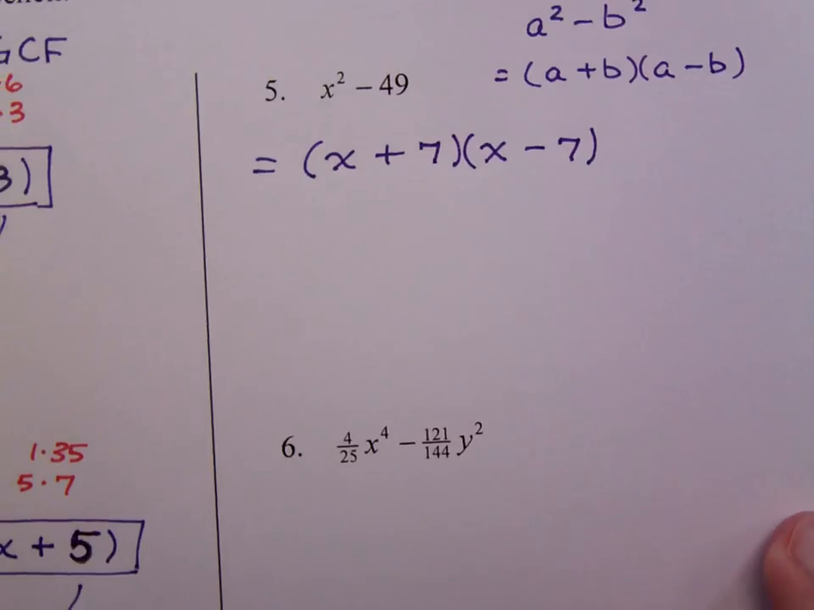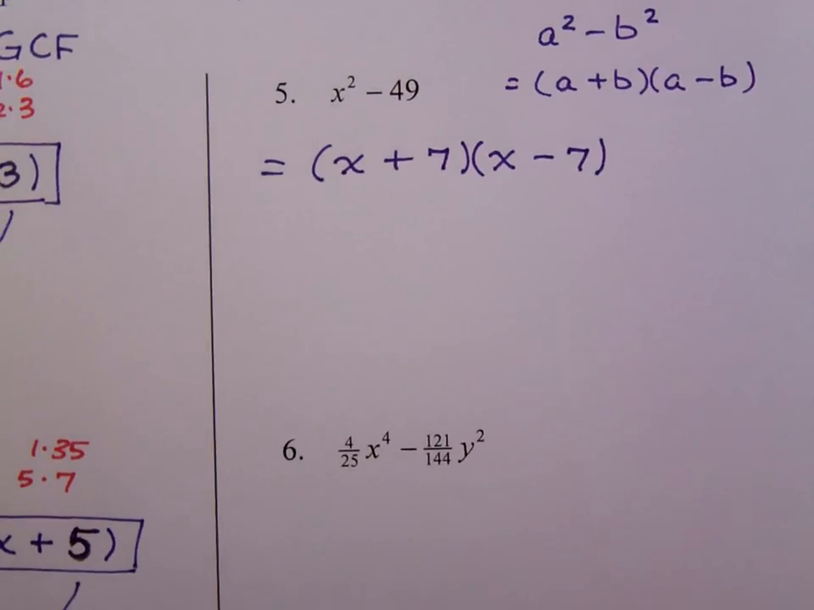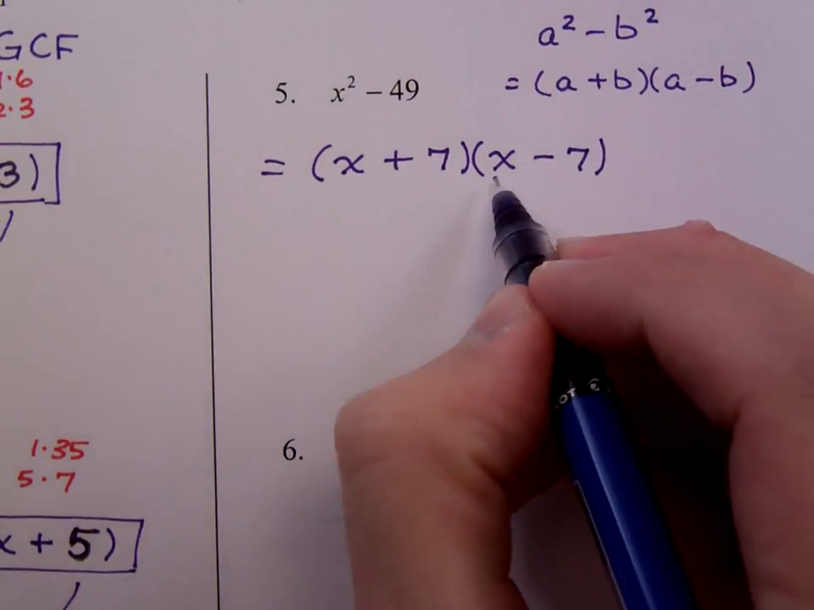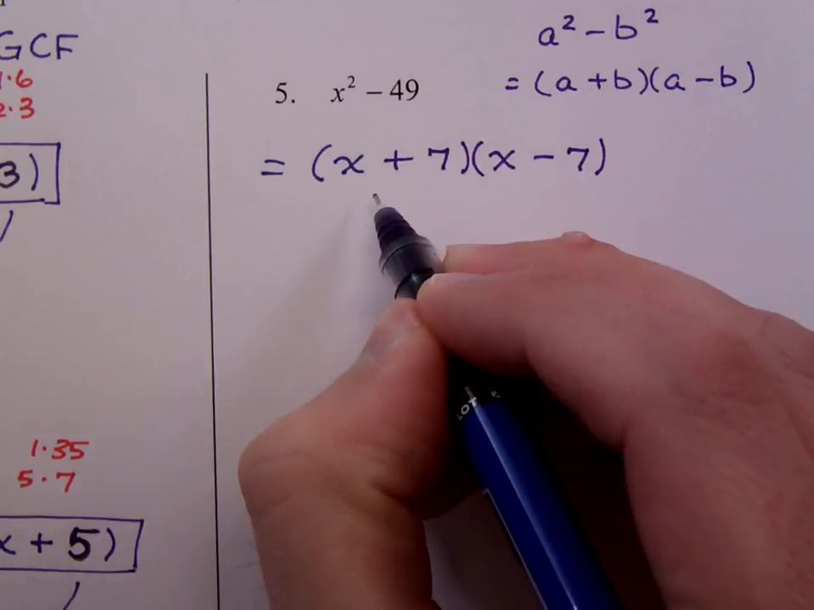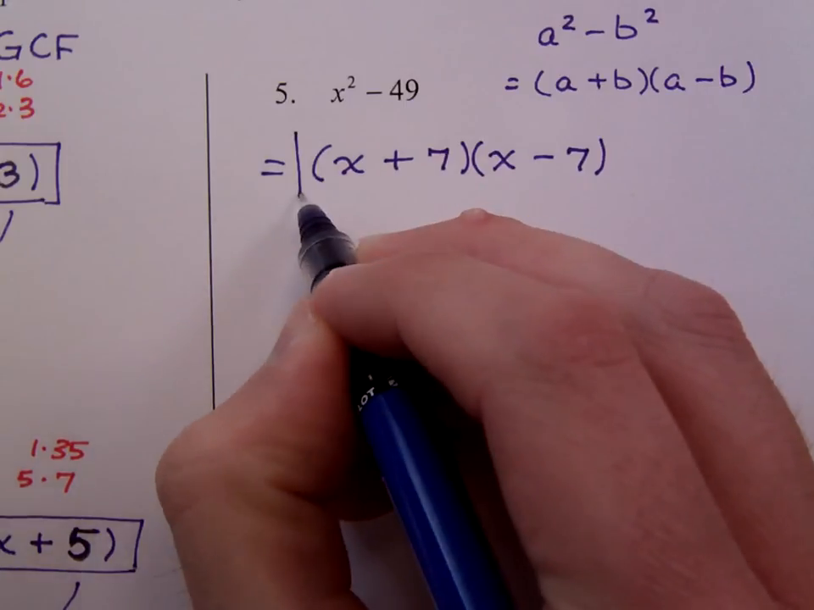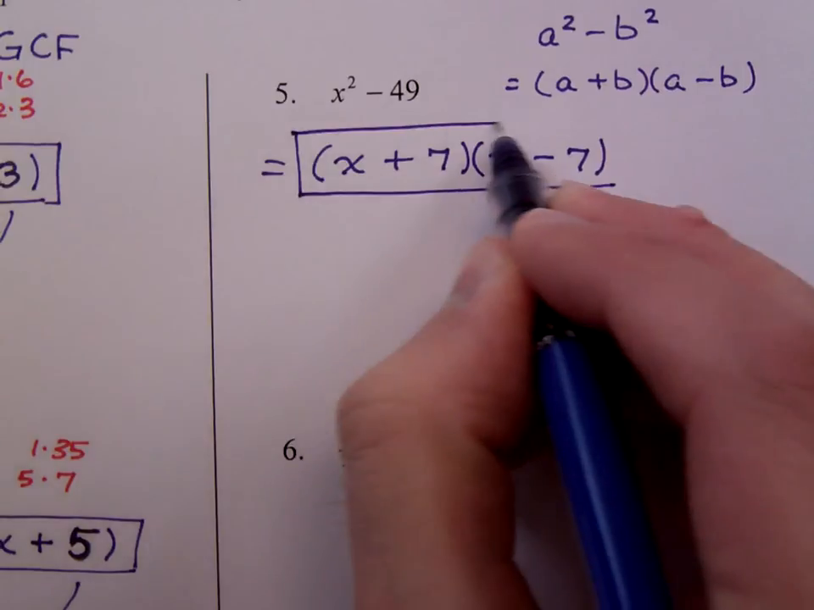You may say, what about the middle stuff? Well, if you were to check this, you get a positive 7x and a negative 7x. Those guys cancel. So all you end up with is x squared minus 49.